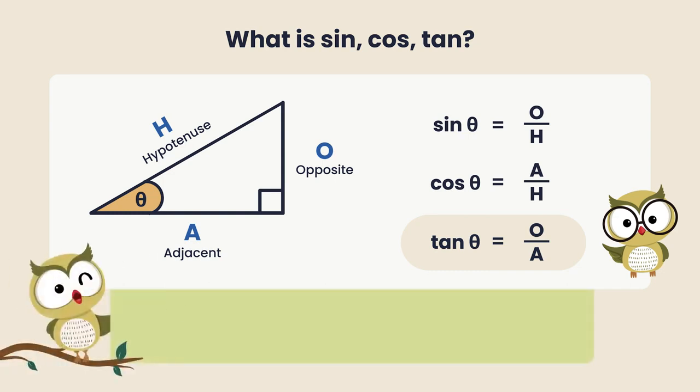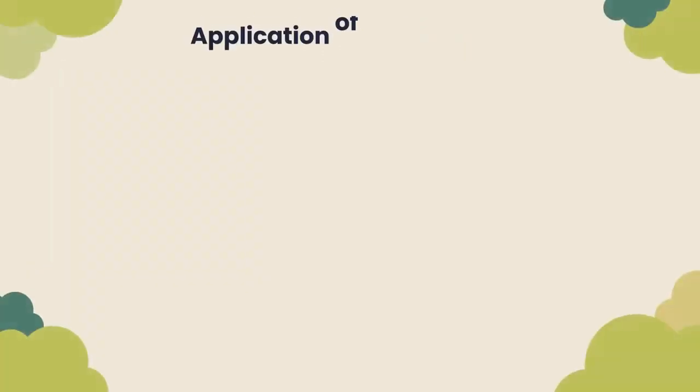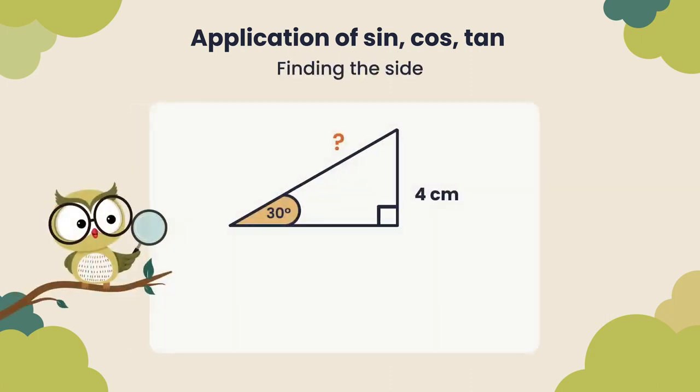Importantly, these values only depend on the angle theta. They do not change with the size of the triangle. We often use sine, cosine, and tan to find missing sides or angles in a right-angled triangle.